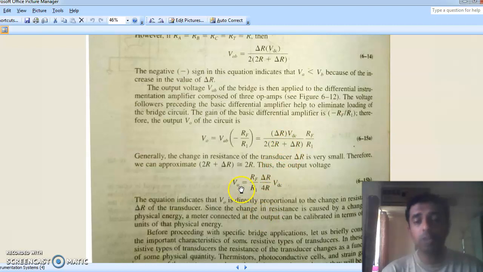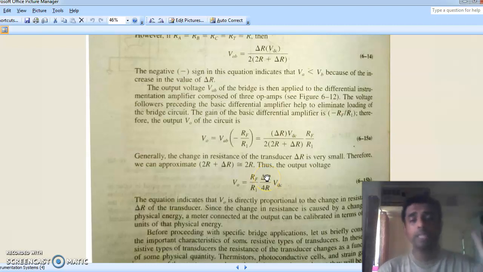So this becomes VO, the output voltage, equal to RF by R1 multiplied by delta R by 4R multiplied by VDC. This is an important equation, the output voltage which we are feeding to an indicating instrument. Here you can see RF, R1, 4R and VDC are constant. So V naught, the output voltage, is directly proportional to delta R.